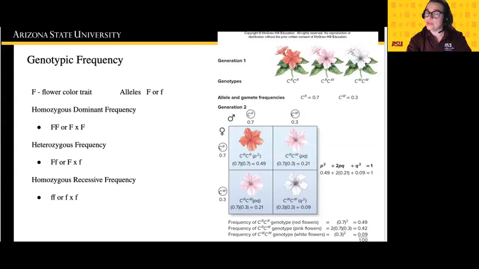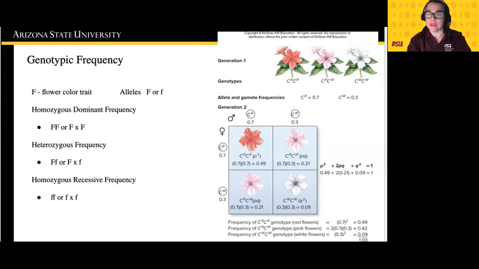Big F, frequency of homozygous dominant. Little f, frequency of homozygous recessive. So to find these amounts, we have to multiply big F times big F to get the frequency of homozygous dominant. We have to multiply little f times little f to get the frequency of homozygous recessive. And we must multiply big F times little f to get the frequency of the heterozygote.